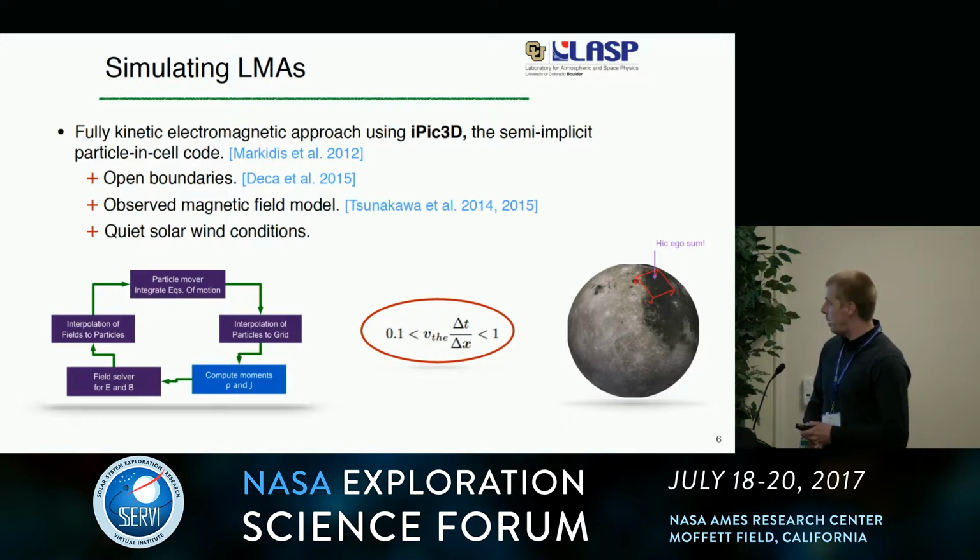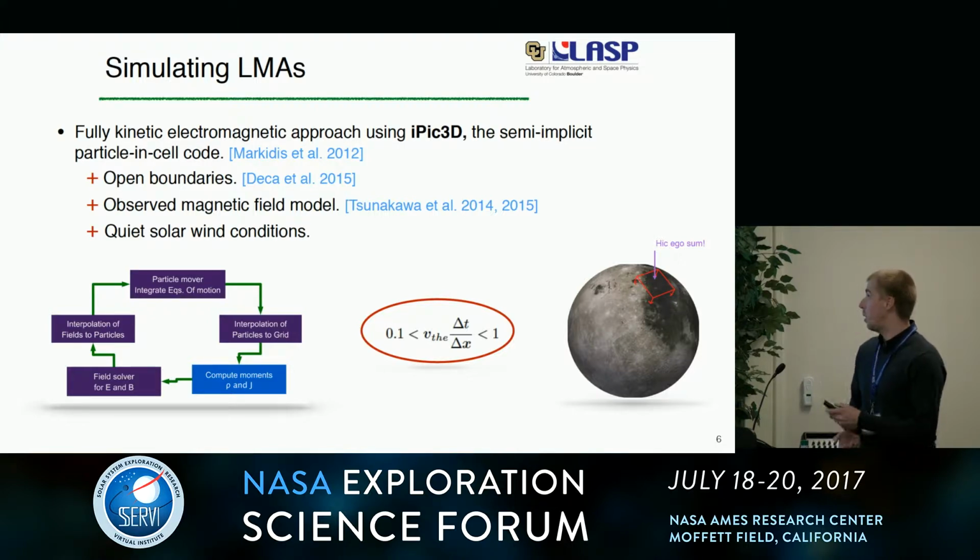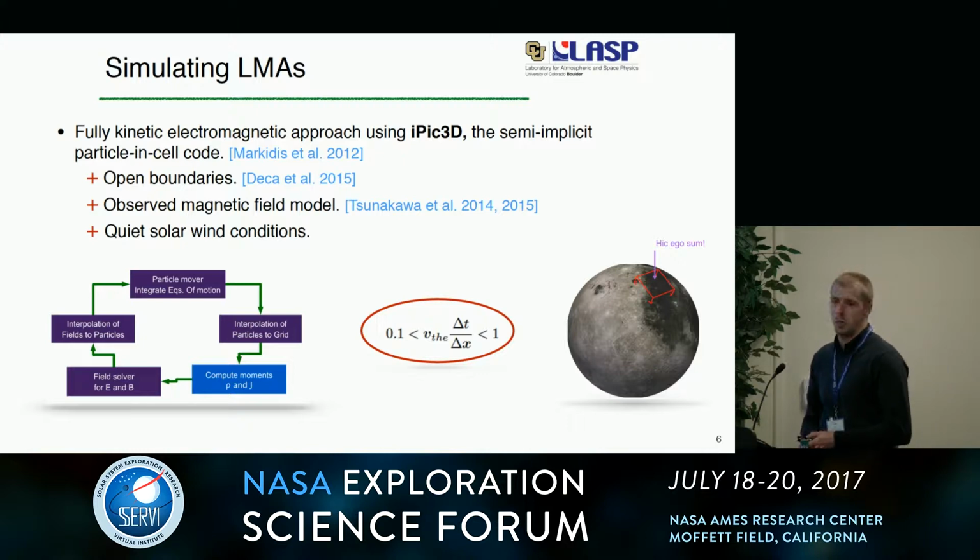On top of that, I will have the observed magnetic field model, which I talk about a bit more in the next slide. And just to make things easy, I'll just work with quiet solar wind conditions, having the solar wind just flow straight down on the surface. The actual simulation domain sits here, and it's about 600 by 600 kilometers across.